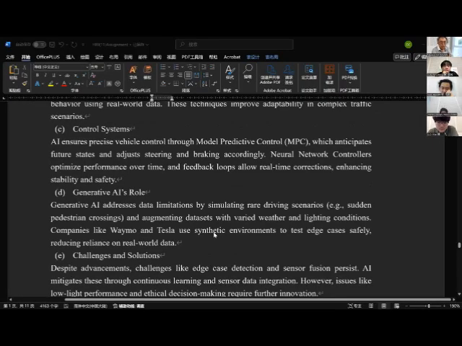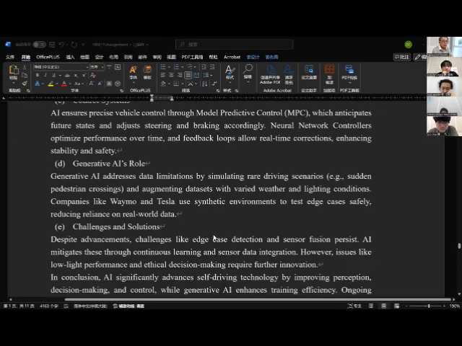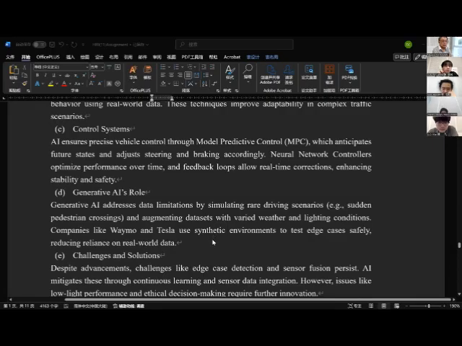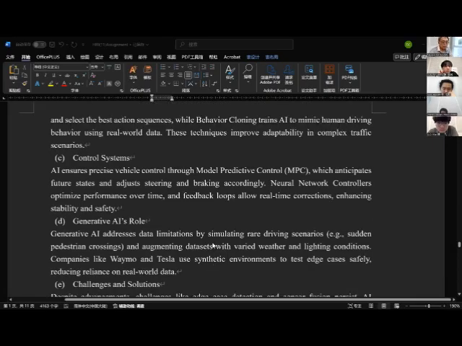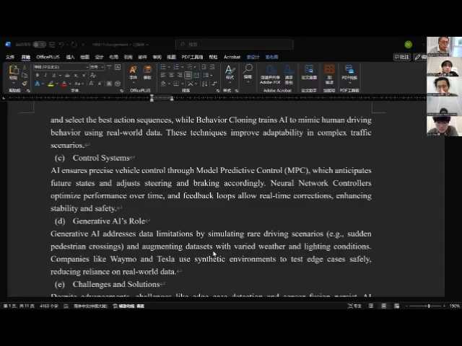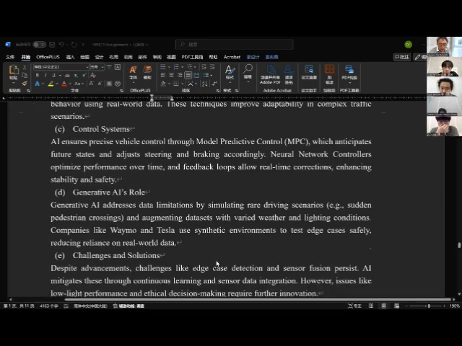Control systems. AI ensures precise vehicle control through model predictive control, which anticipates future states and adjusts steering and braking accordingly. Neural network controllers optimize performance over time. Added feedback loops allow real-time correction, enhancing stability and safety.